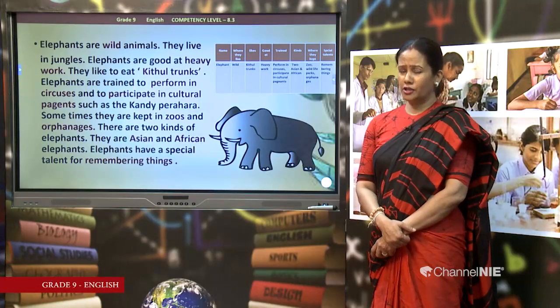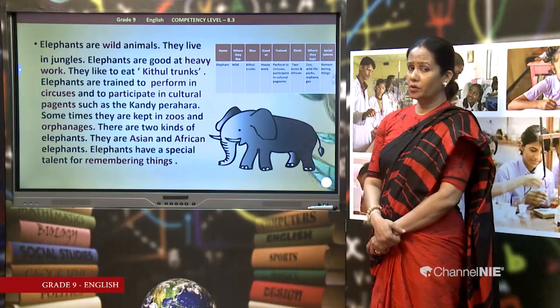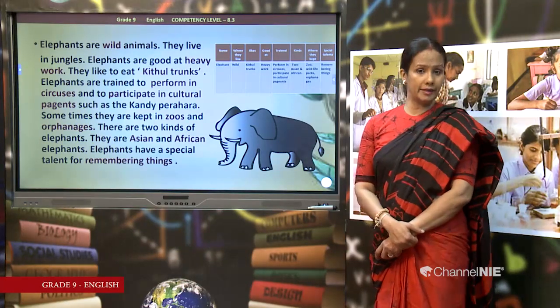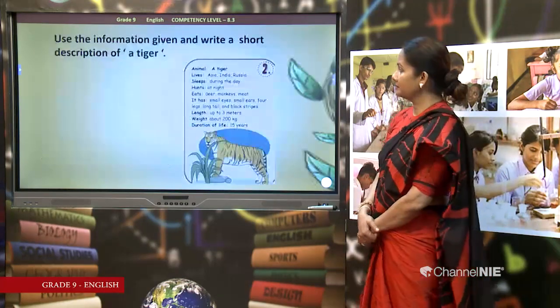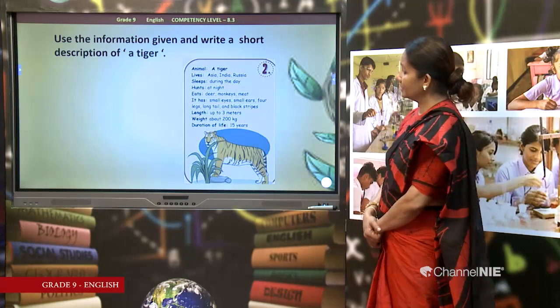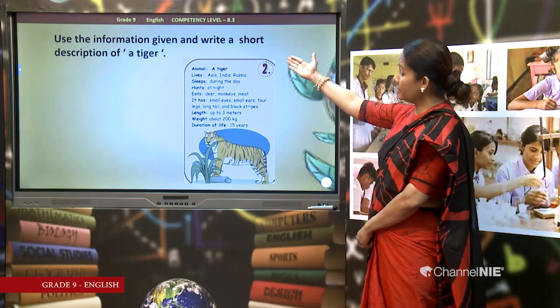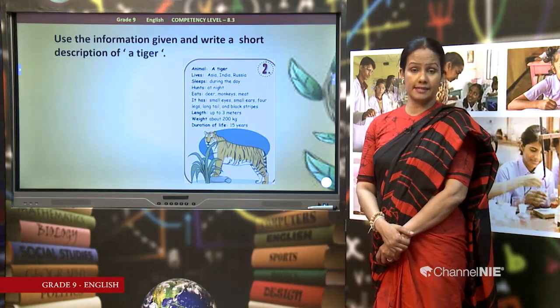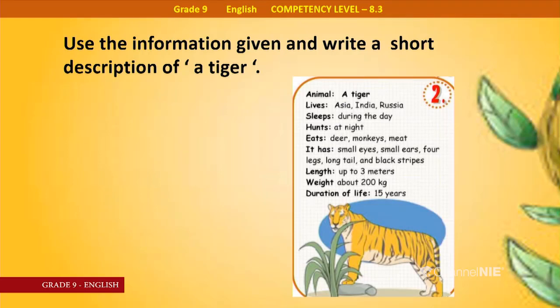Okay, we did talk about elephants. Now we are going to describe another wild animal, a very fierce one. Do you know who this animal is? Yes, if you read this instruction, you will understand. Use the information given and write a short description of a tiger. So, here is a tiger. These are the information given. So, read it. I am going to give you 1 second because you are very smart now. You can read quickly, can't you?